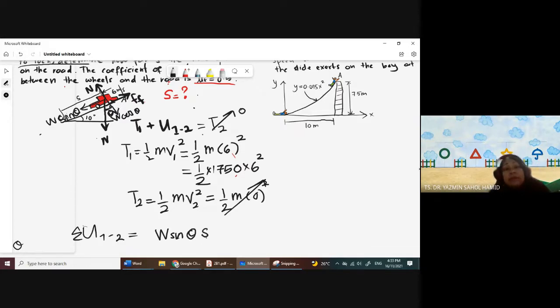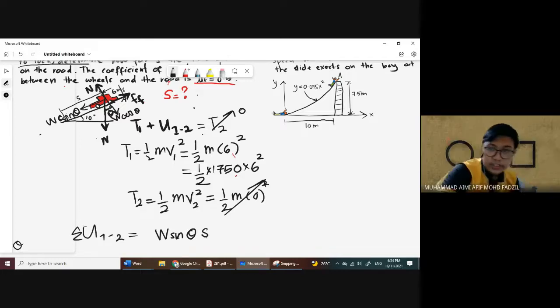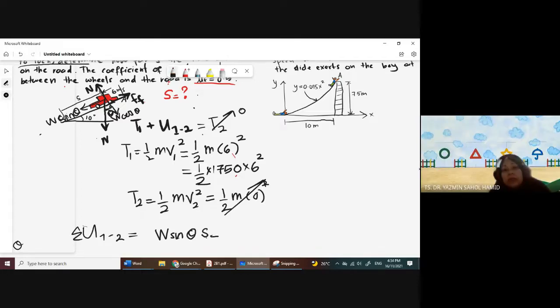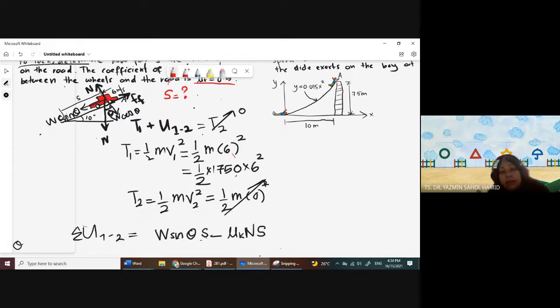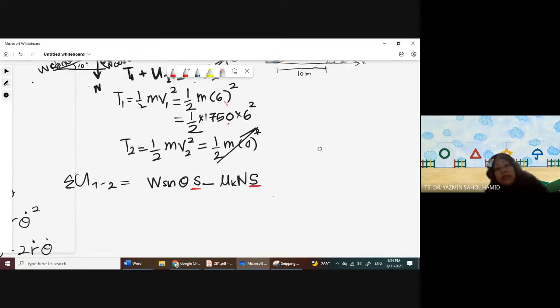And then what else do you have? Friction force. Okay, so we already know it's negative, mu K, and don't forget to multiply by S. Usually students doing the work energy method forget this S at the back. Because now you're doing work and energy, right guys? When you do work and energy, you need to include that S. So don't forget that S, because in this question, you want to find that S. Students often make mistakes here.